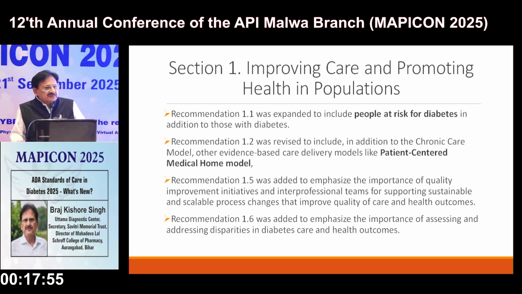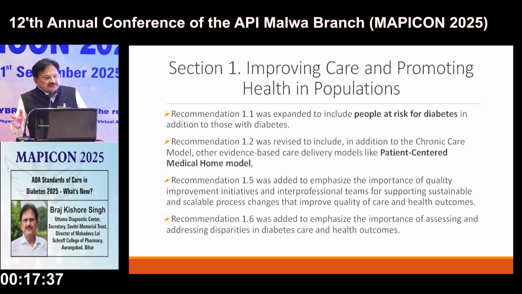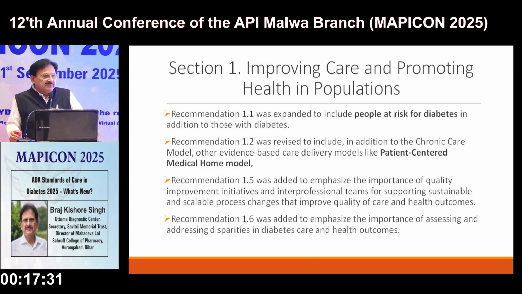So I will go section by section. In the first section, improving care and promoting health in populations, initially it was that people with diabetes should be advised to take lifestyle modification and other things. But now this is expanded to include people at risk of diabetes. People at risk of diabetes should be started on lifestyle modification. Just as Dr. Rajesh Aggarwal has said, the pre-diabetic patient should have lifestyle modification and treatment possibilities. So this is the new change, that people at risk should be included.